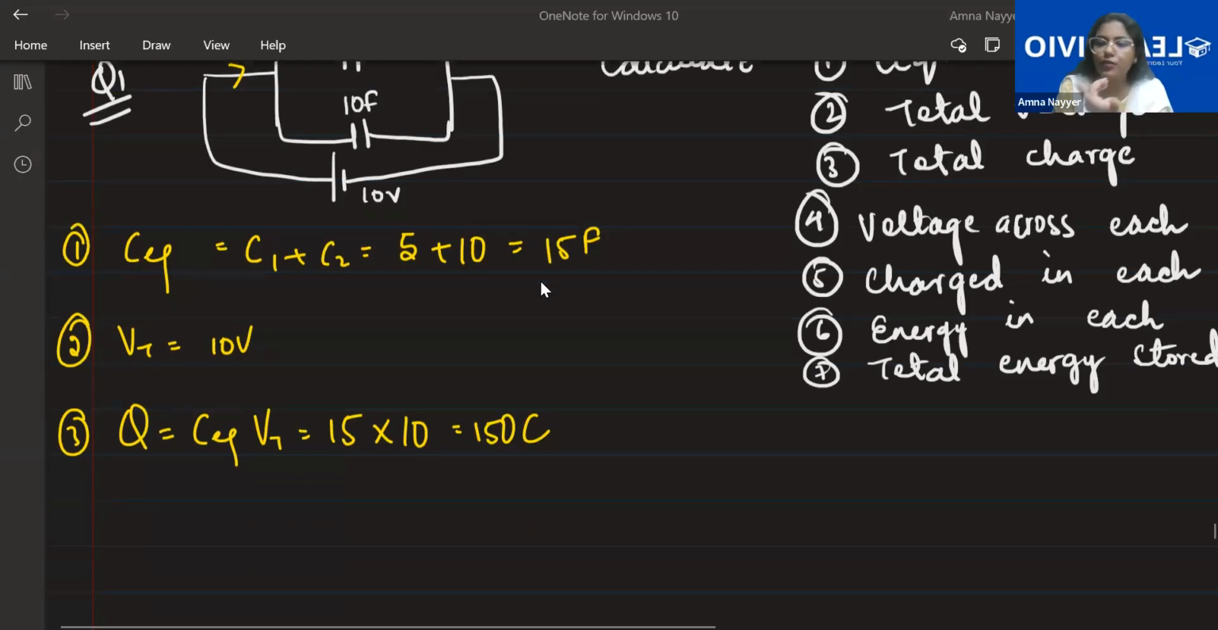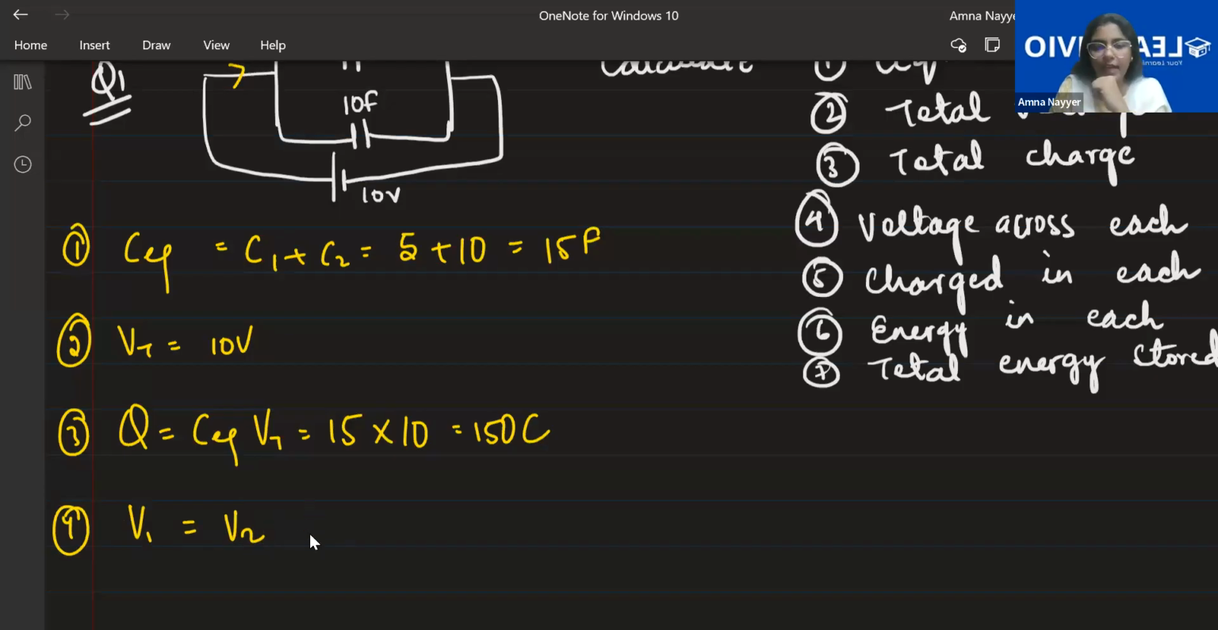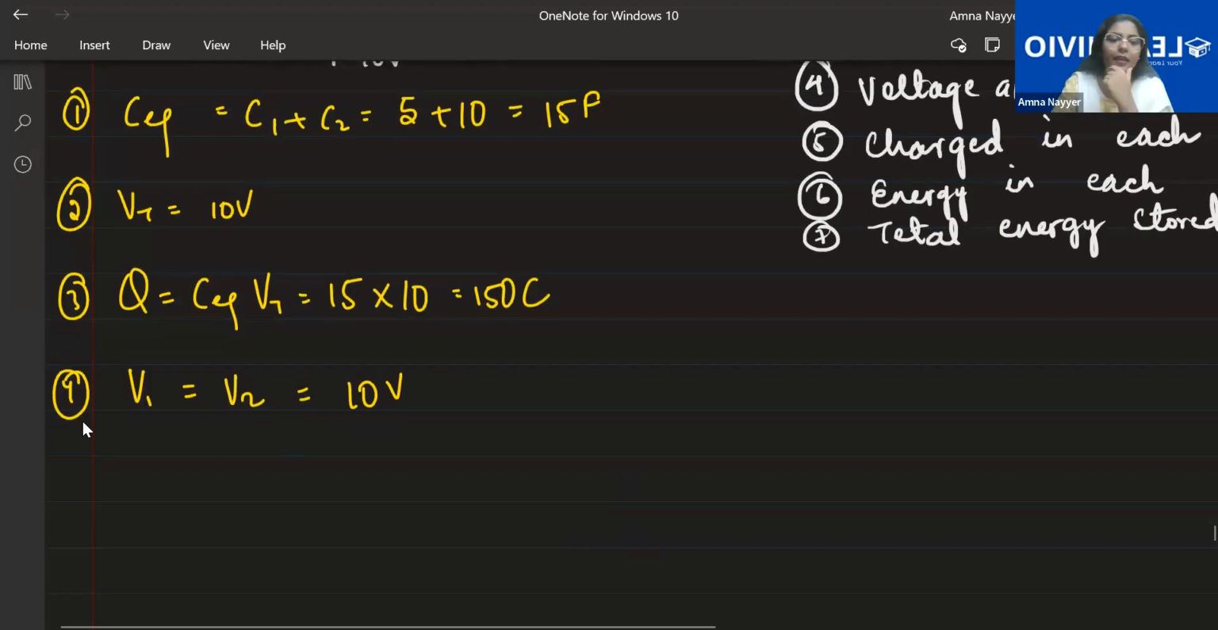It's a parallel connection. So straight away, V1 will be equal to V2, okay, and this will be equal to the total voltage. This time the voltage will not divide. Like in the previous part, we saw the voltage got divided. One received 20 by 3, one received 10 by 3. This won't happen here. This time the charge is going to divide, and you will see how. See, fifth part is charge in each. Let's calculate this first.